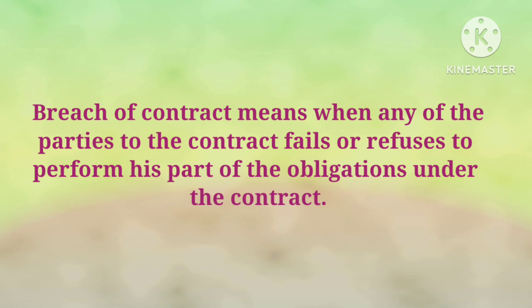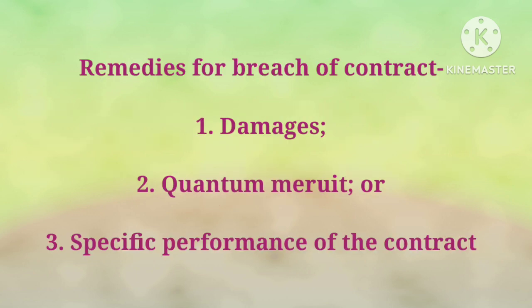Hence, when one party to a legally binding agreement fails to deliver according to the terms of the agreement, it is called a breach of contract. So, when we say breach of contract, it means one of the parties to a contract has failed or refused to perform his or their part of the obligations under that particular contract. Now, what happens when a party commits a breach of contract? Or we can say, what are the remedies available to a person for a breach of contract?